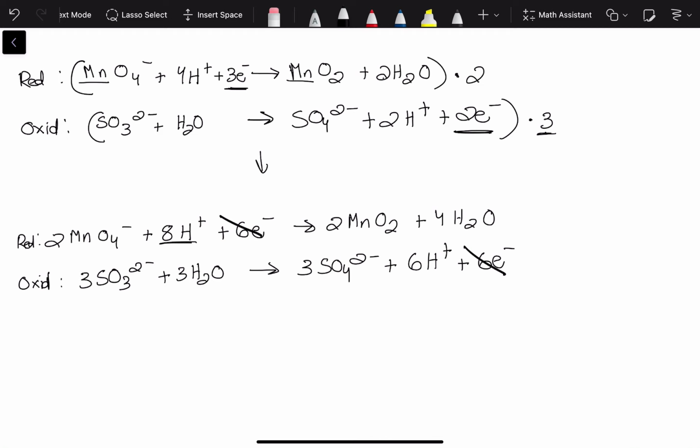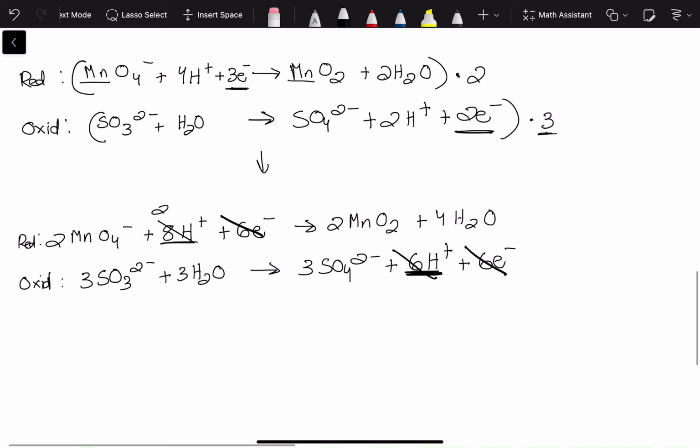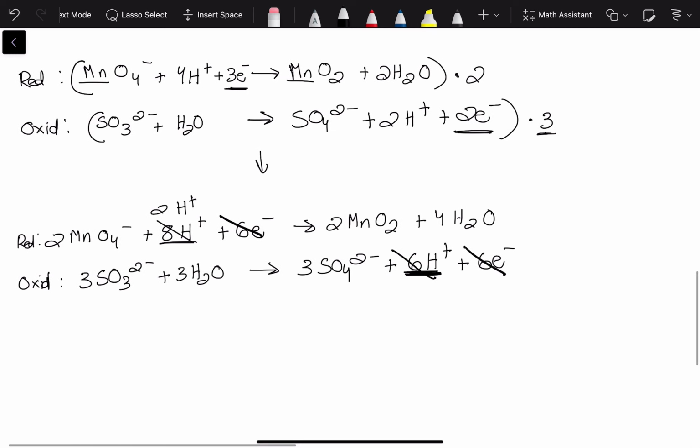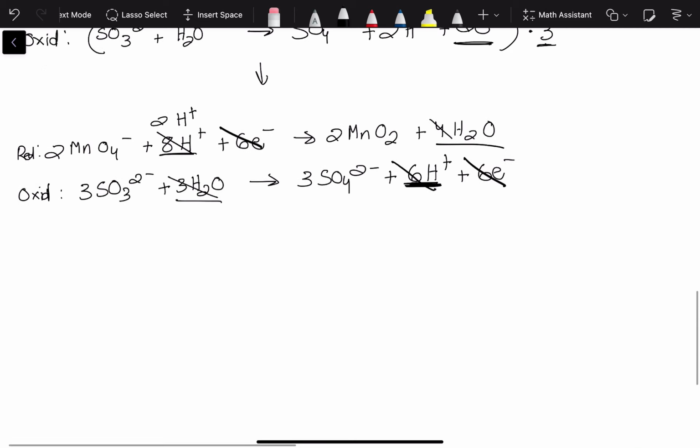Now we see we also have 8 H plus on this side and 6 H plus on this side. So we can cancel that out, and then we'll get a remainder of 2 H plus ions on the left side of the equation. And we also see that we have 3 H2O on this side and 4 H2O on that side. So by canceling out, 1 H2O will remain on the right side. Okay, so everything that is in common with each other has been canceled out. And so now we can write our overall equation.